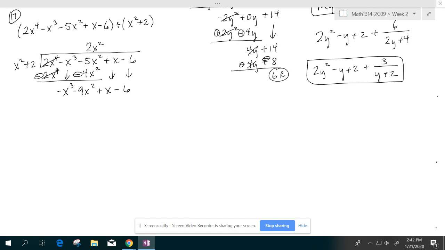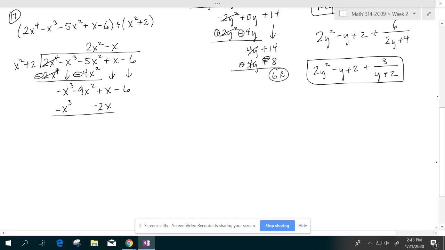Step number 2. What would I multiply x squared by to get this guy? Negative x. Right? Because a negative times a positive makes x squared times x, x to the 3rd. And don't forget to distribute. Negative x times 2, negative 2x. Do you see where I wrote it? Keeping my like terms lined up. This is not something you want to do in a hurry, okay? You want to go slow and take your time.